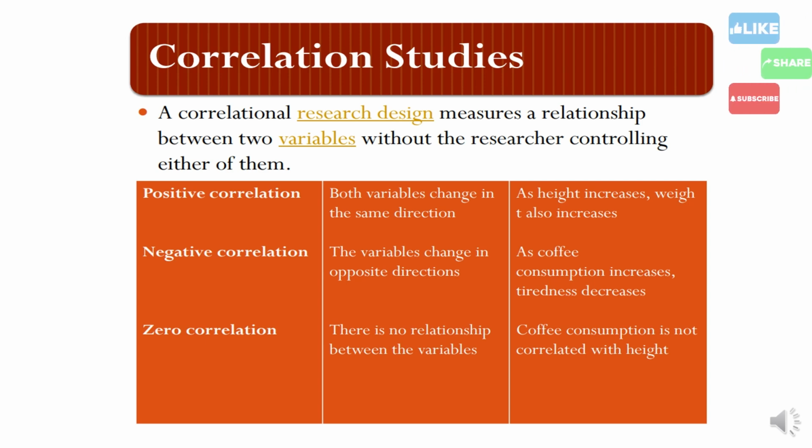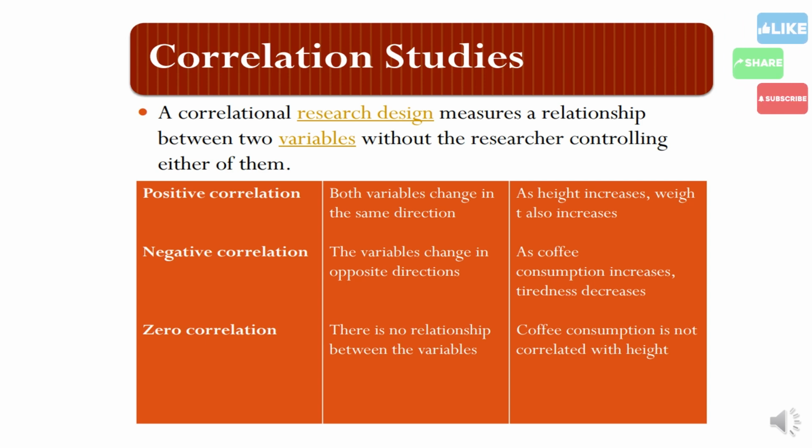The next is negative correlation, where the variables change in opposite directions. For example, tiredness decreases as coffee consumption increases. So they have a negative correlation. One increases, the other decreases.